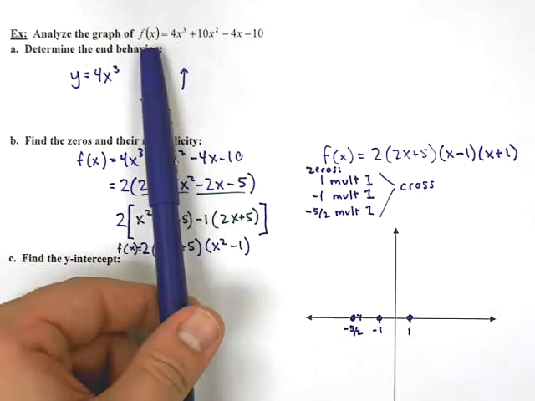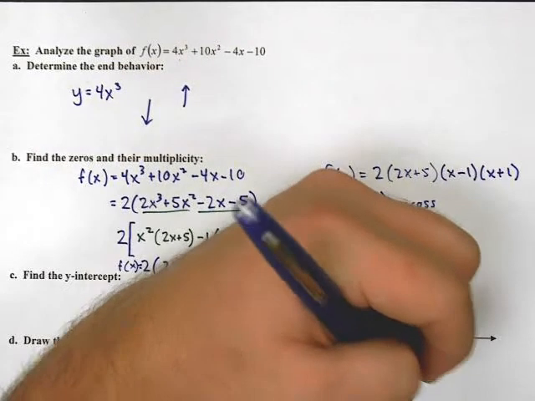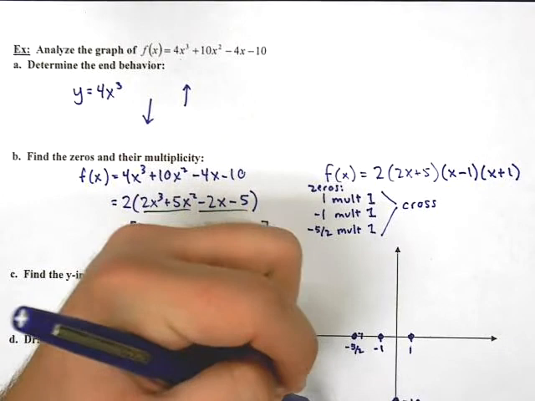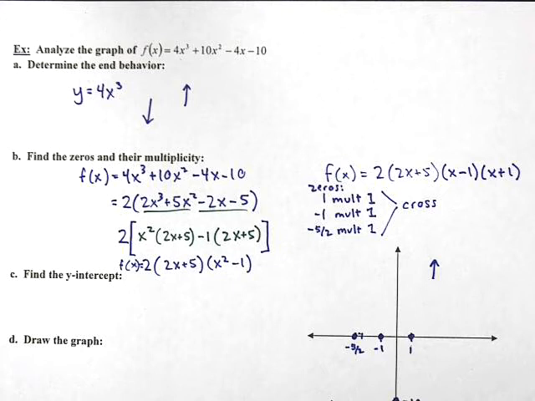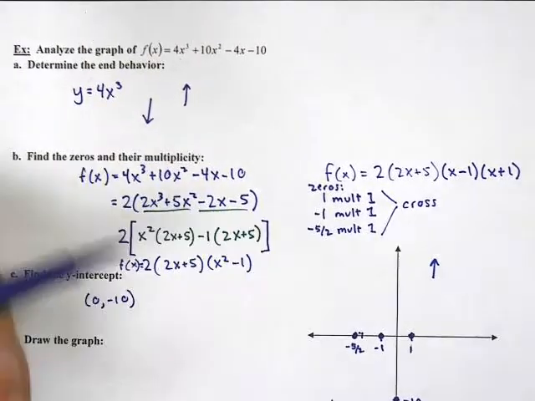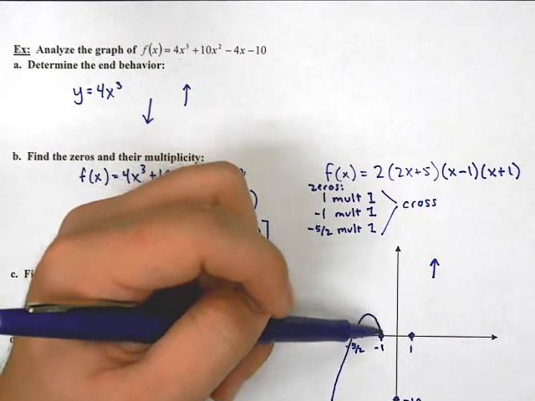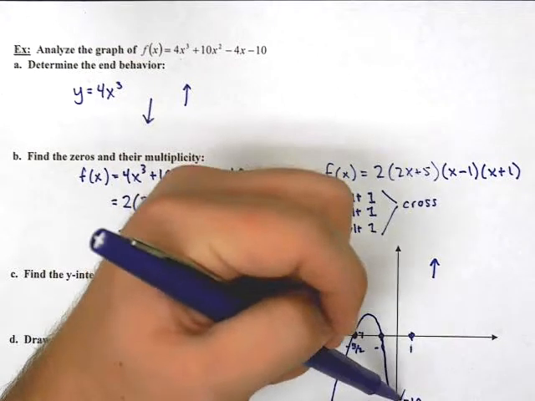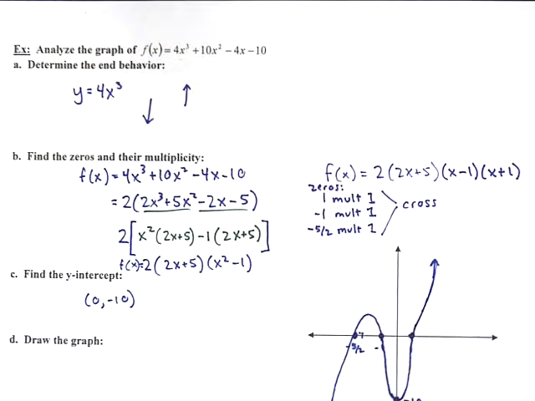Y-intercept, look at the original. In the original, my y-intercept is negative 10. And I already had my end behavior, right? I already said it was going to be down to up. So now, oops, sorry, I didn't write this. 0, negative 10. Now we draw the graph. So we have to cross everywhere. I'm going to cross, I'm going to come down, I'm going to grab my y-intercept, I'm going to cross, and then just kind of, I know that's not perfect, but that'll do.